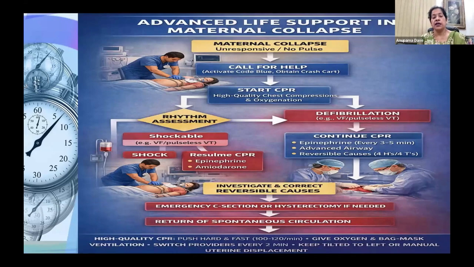So the same thing, call for help, start CPR, do rhythm assessment. If it is shockable, ventricular fibrillation or pulseless VT, then in those cases, a defibrillator is applied. Now these defibrillator pads, because of the enlarged breast, cannot be placed on the upper chest. So one on the side and one in the center can be placed, and that can be helpful in initiating the cardiac contraction. The various drugs which are used are epinephrine and amiodarone, and an advanced airway would be required in all such cases.